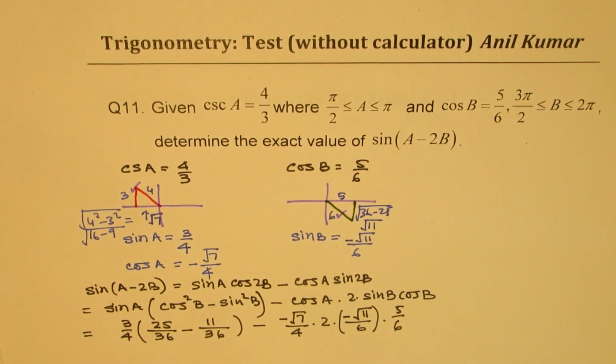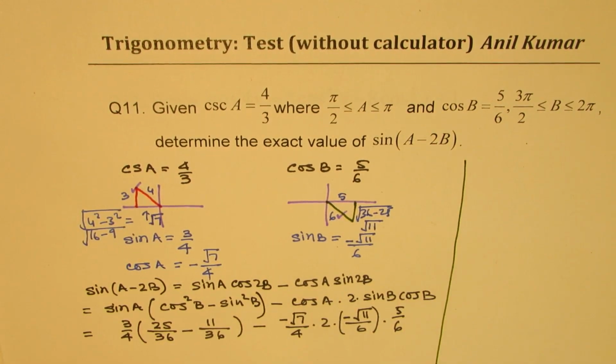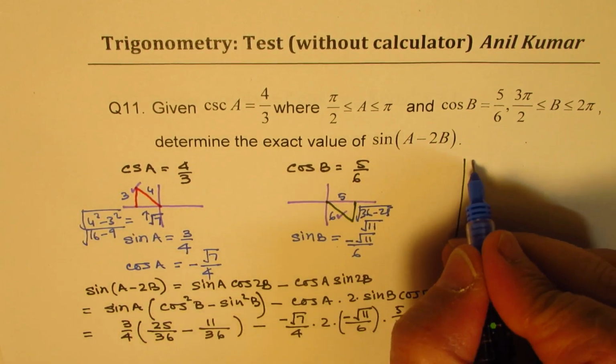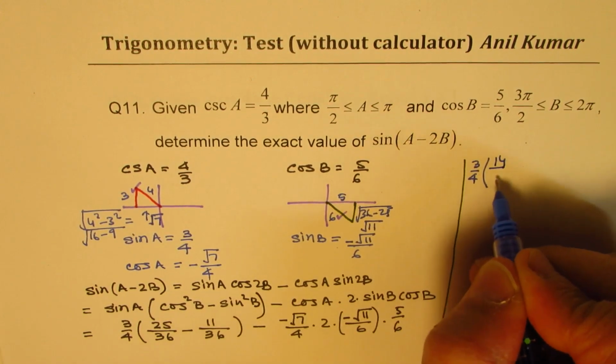So we could take this on the right side and simplify this a bit. So we have 3 over 4 here. Within the bracket, 36 is common. 25 minus 11 is 14. So we get 14 over 36.